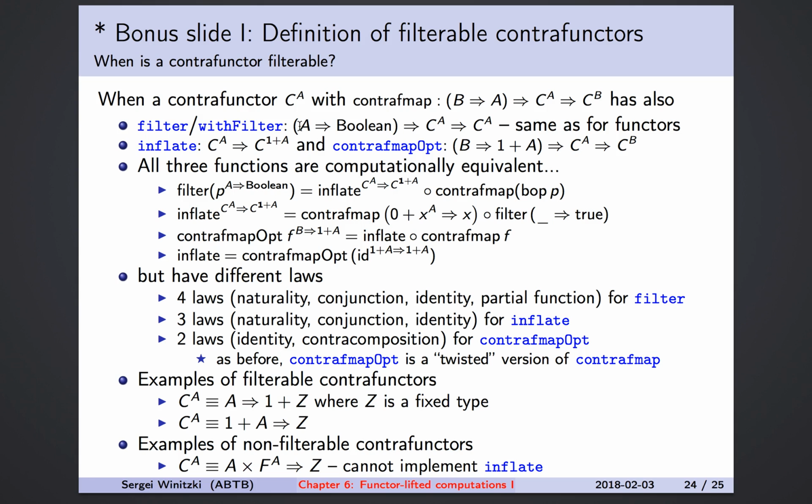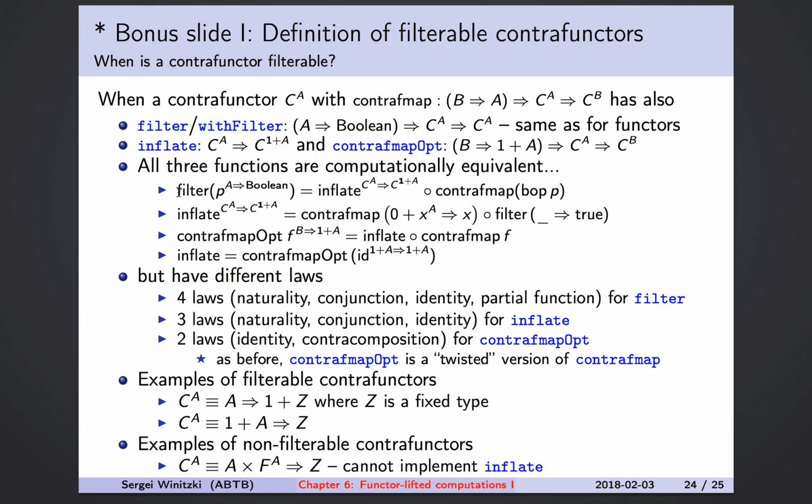So the filter functions have the same signature for contrafunctors and for functors. Instead of deflate, there's inflate, which goes the opposite way. And instead of fmapOpt, there's contra fmapOpt, which also goes in the opposite way. So again, this is a kind of a twisted function type that has, first of all, reversed direction, so b to a, and here is a to b, as appropriate for a contrafunctor. But also it has this twist with the Kleisli opt category, just like the fmapOpt.